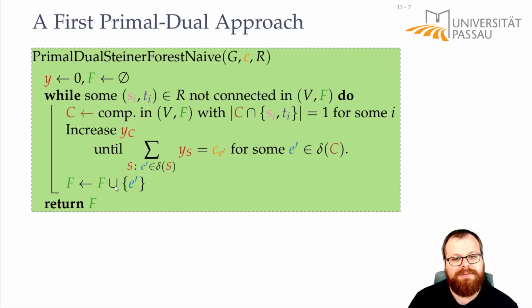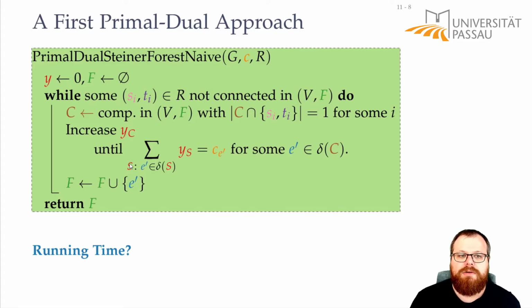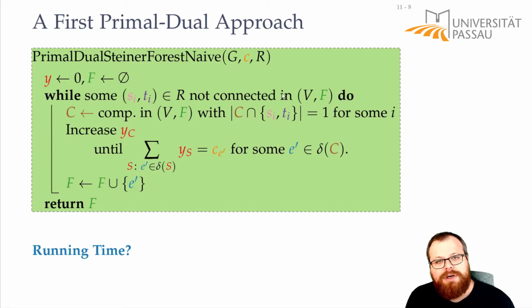So in every step we make at least one primal constraint fulfilled. So what's the running time? Well, if we make one primal constraint satisfied in every step, then we need at most as many steps as we have constraints. But we have an exponential number of constraints, so that would mean that we have an exponential running time. However, in every step we add an edge.